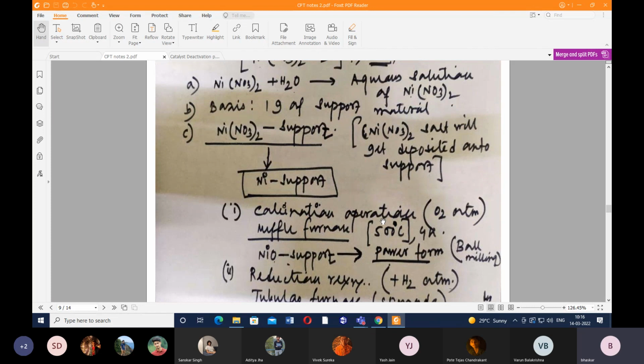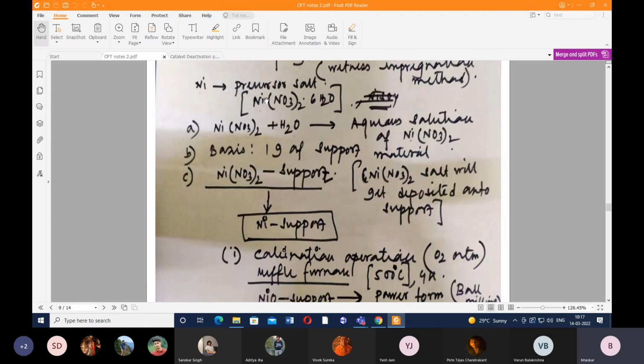This is a very important thing. You need to remember this. Here I am teaching you how to synthesize nickel on a suitable support. Maybe in the exam, I'll ask you to write down the steps involved in the synthesis of platinum nanoparticles or rhodium or palladium nanoparticles dispersed on a suitable support.